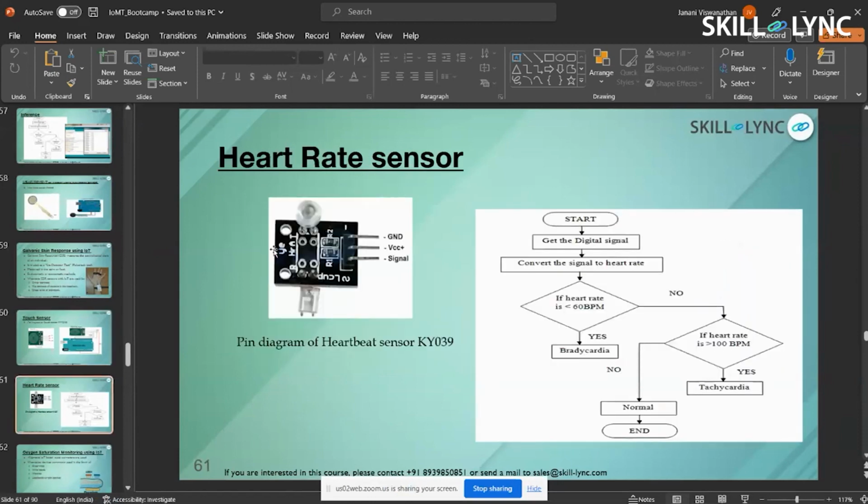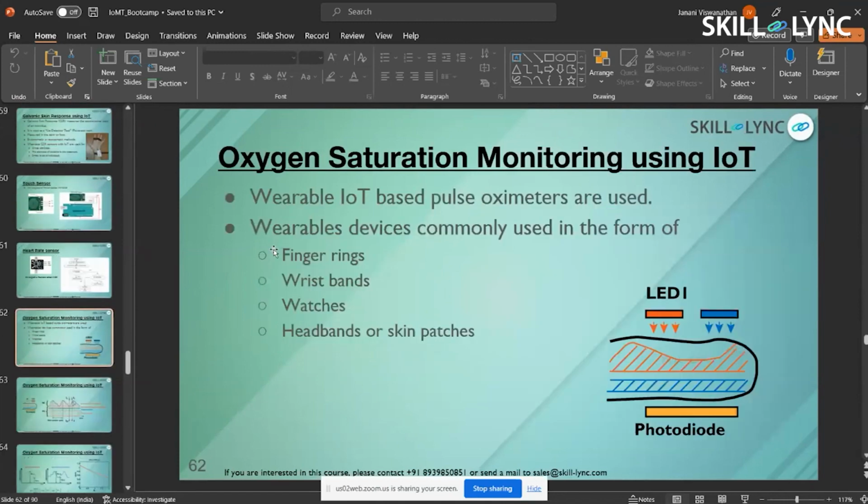So yes, next is your heart rate sensor. It is the same as your electrodermal activity, meaning galvanic skin response sensor, with ground, VCC, signal pins. If your heart rate is monitored and it is above your normal level, it is called tachycardia, and below it is called bradycardia. Correct. You can come up with such kinds of applications as well.